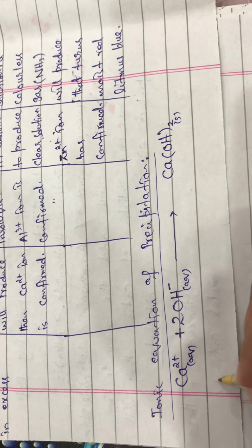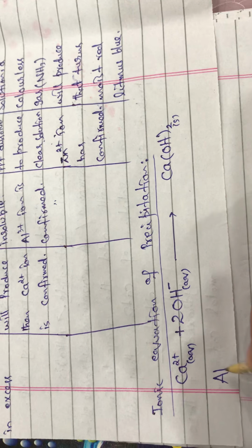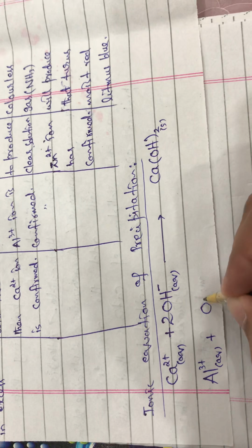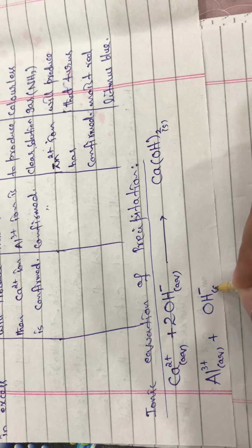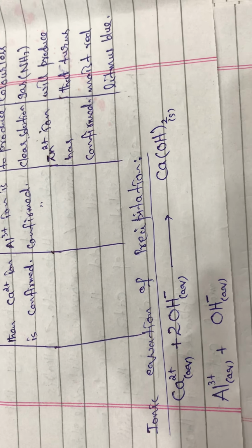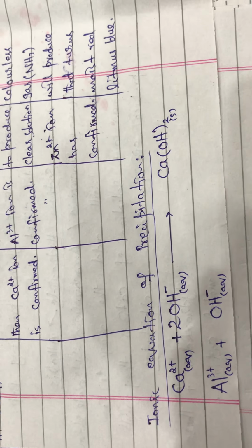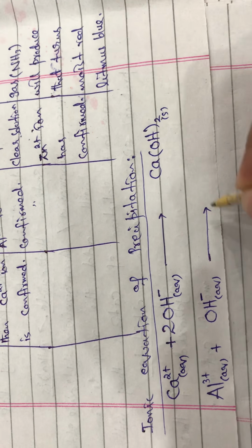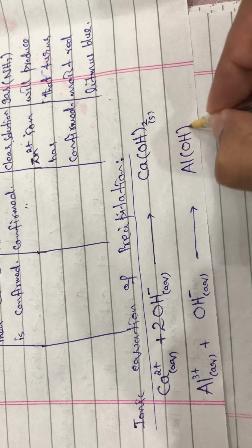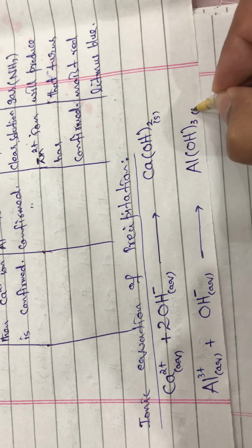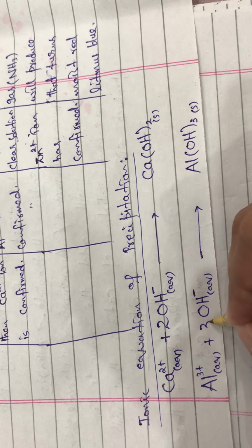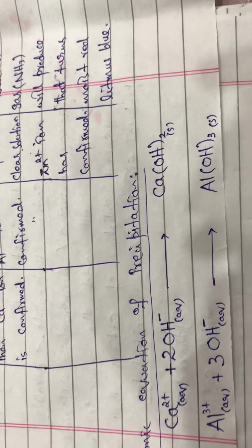Similarly, if you are writing for the aluminium ion, so aluminium ion in aqueous form reacting with its hydroxide ion from the sodium hydroxide or from aqueous ammonia or ammonium hydroxide to produce the precipitate of aluminium hydroxide, which will be Al(OH)3. Over here 3 hydroxide ions are there, so we will write here the 3 hydroxide ions.